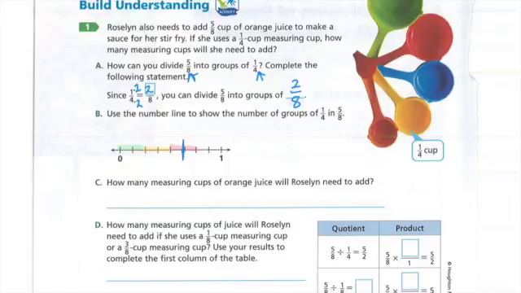How many measuring cups of orange juice will she need to add? Well, I was able to make it into 2 1/2 groups. So I have 2 wholes and then that one that's only a 1/2 of it. So 2 1/2 measuring cups.